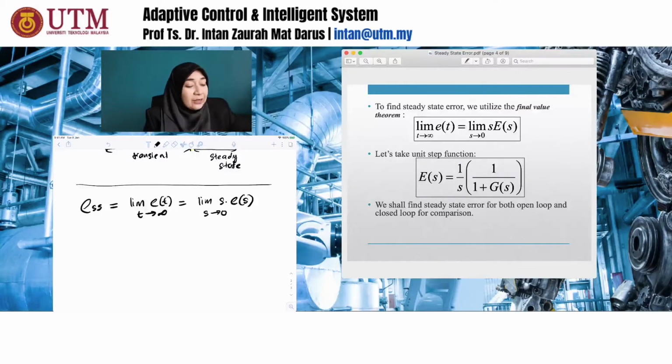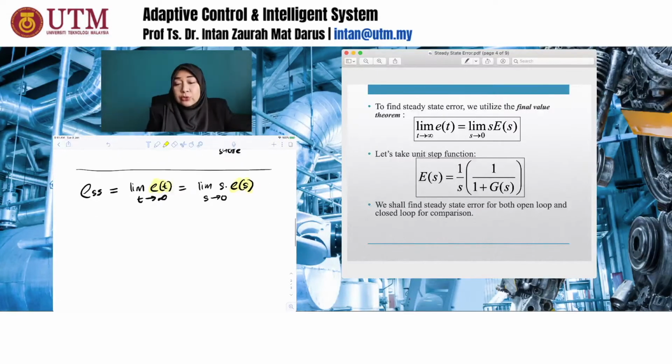Then the value E that you need to put here and here depends on your open loop or closed loop system. Okay, so let's say I want to use this for open loop. How does it look like? And what if I want to use it for closed loop? How does it look like? Let's have a look at that.